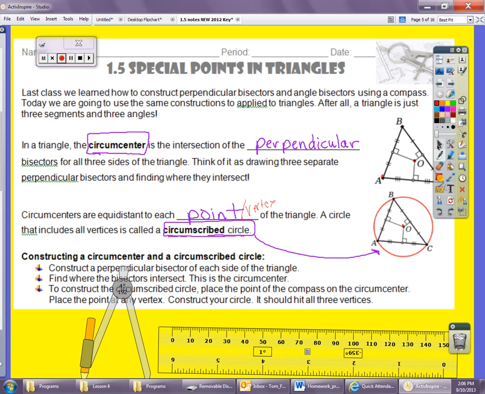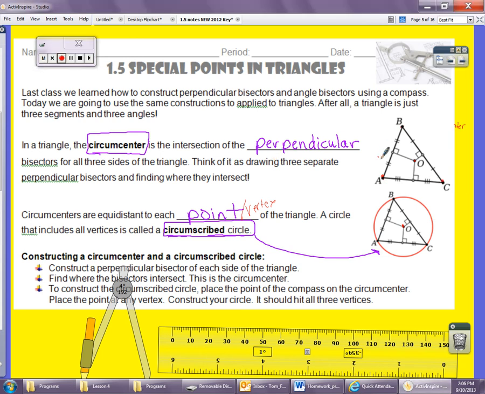So when we look at our triangle, we have one perpendicular bisector, we have a second one, and then a third one. And where all these intersect, that gives us our circumcenter. The circumcenter is equidistant to each point, or vertex, of the triangle. So it's equidistant, meaning this will go through each of the vertices, and when we draw this circle, this gives us our circumscribed circle.